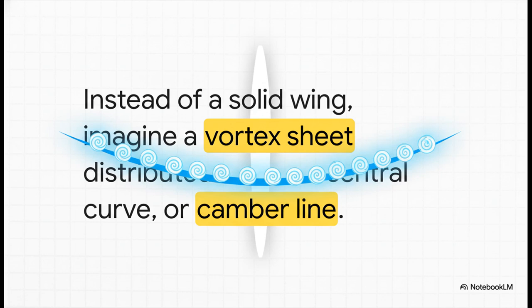Now this is a really clever trick. Instead of dealing with a solid, thick wing, just imagine a sheet of tiny little whirlpools, we call them vortices, all lined up along the wing's centerline, its camber line. This lets us capture the lift-generating magic without getting bogged down in all the messy geometry.